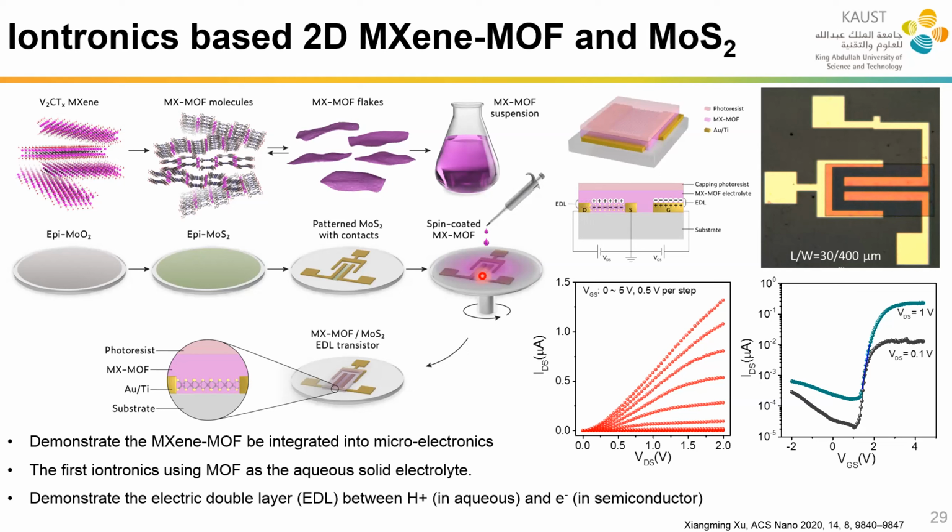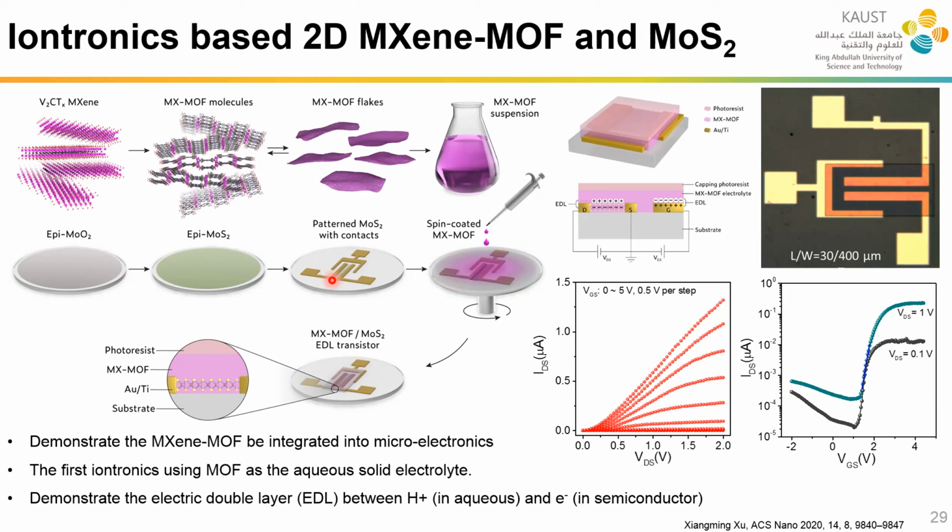And actually, this film is very good. I didn't show the real sample morphology here, but it's really very good. And we can get a very thin MOF film, about 20 nanometer. The surface also looks very flat and dense. So that's why we use this spin-coated MOF as the dielectric layer in the molybdenum sulfide transistor.